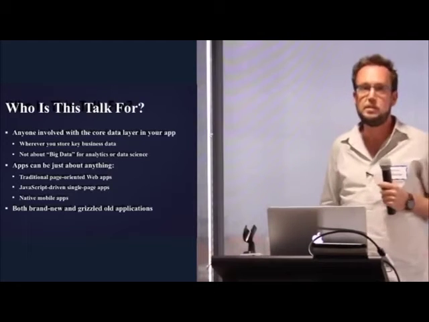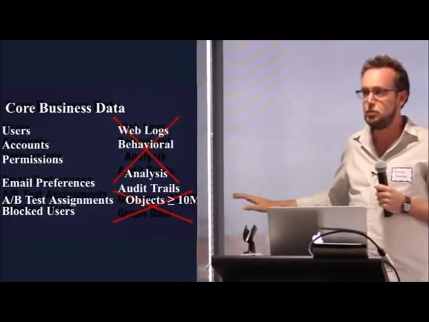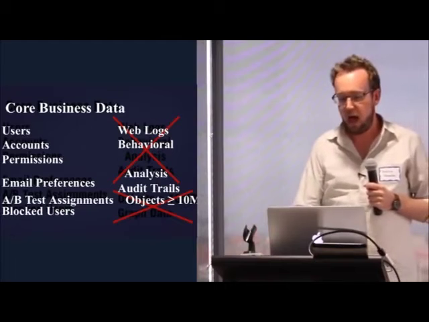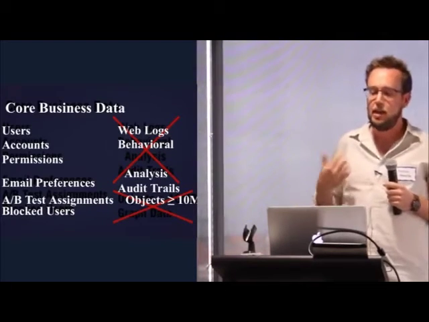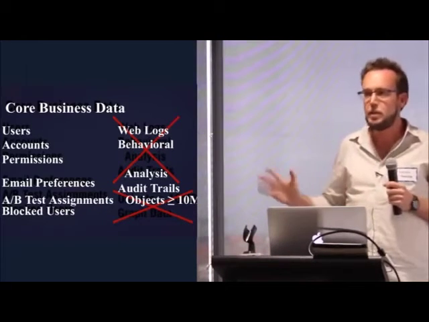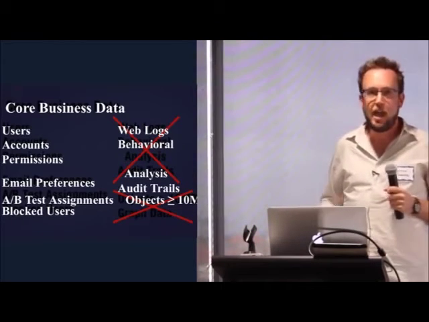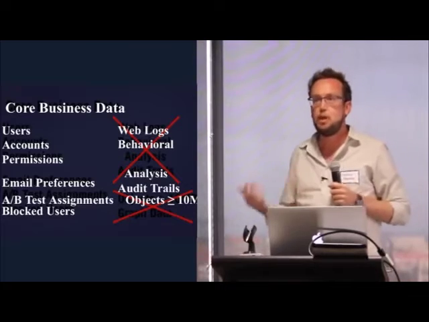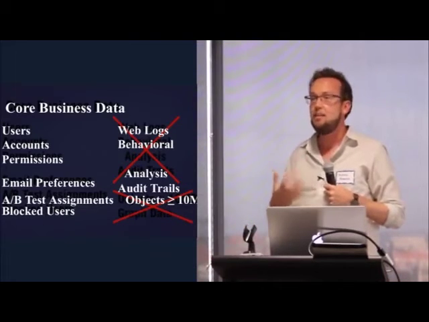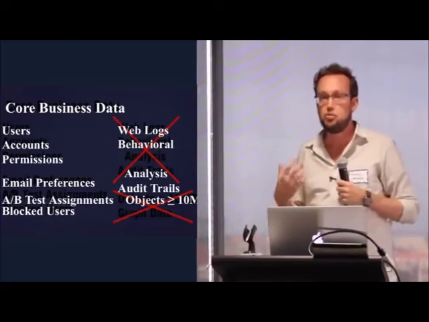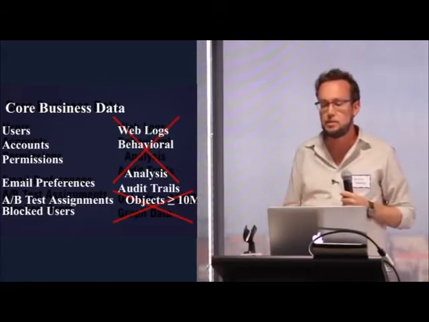So I'm going to talk about core business data. That's what this is applicable to. So what does that mean? Core business data is things like users, accounts, permissions. Everybody has stuff like this. It's also stuff like email preferences, A/B test assignments, users who block other users. It's anything you really can't run your application without. That's my definition of core business data.